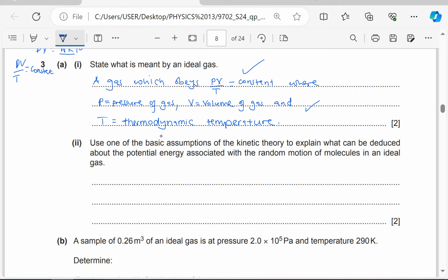Use one of the basic assumptions of the kinetic theory to explain what can be deduced about the potential energy associated with the random motion of molecules in an ideal gas. Potential energy. Remember, for an ideal gas, we know that the molecules are infinitely far from each other, so that the intermolecular forces are almost negligible. And if the intermolecular forces are almost negligible, then it means the potential energy is going to be zero. So I'll simply say for an ideal gas, the intermolecular forces are negligible.